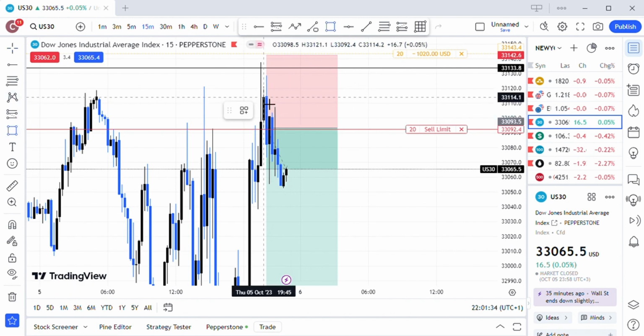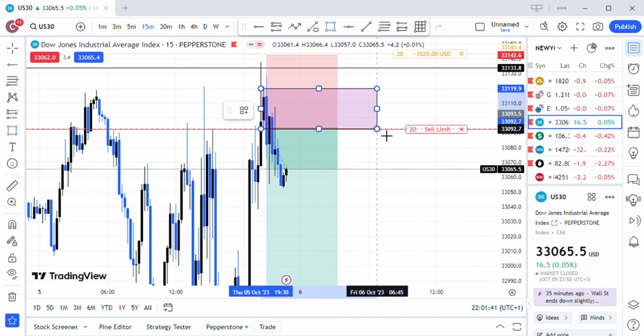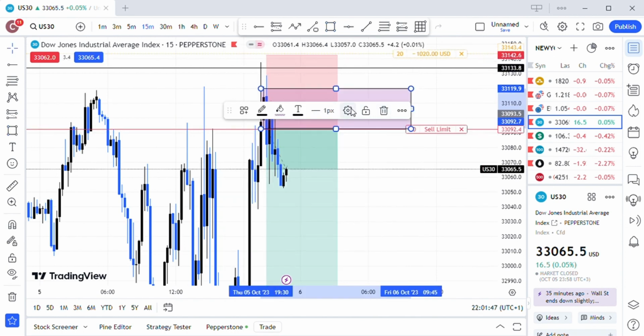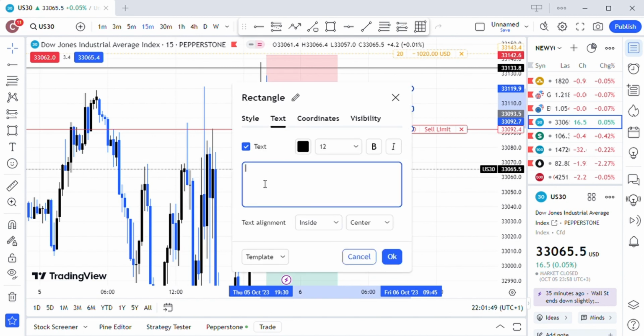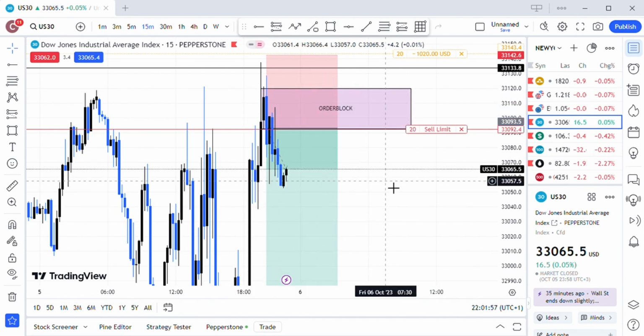So here now is our order block. Yeah, here now is our order block. So this particular zone is our order block.